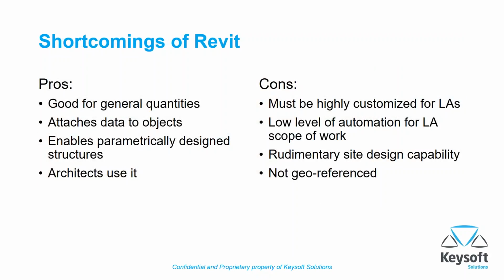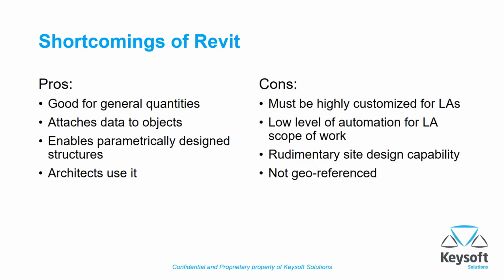So let's talk about Revit a little bit. There's some good things and there's some bad things. Revit is good for general quantities and attaching data to objects. But for landscape architects, you have to set up this customization and modify objects one by one. There's little automation in the LA's scope of work. It does enable parametric design for buildings and structural components, which is great for architects and structural engineers, but there's only rudimentary site design capability embedded.